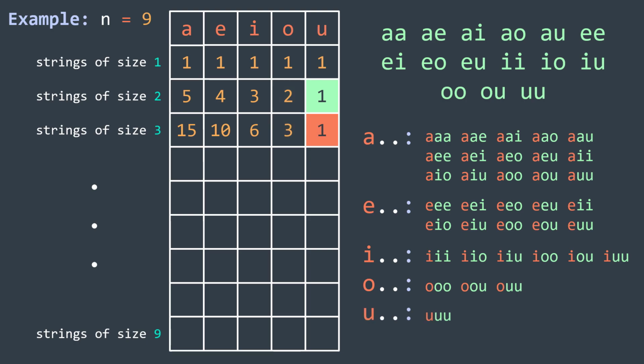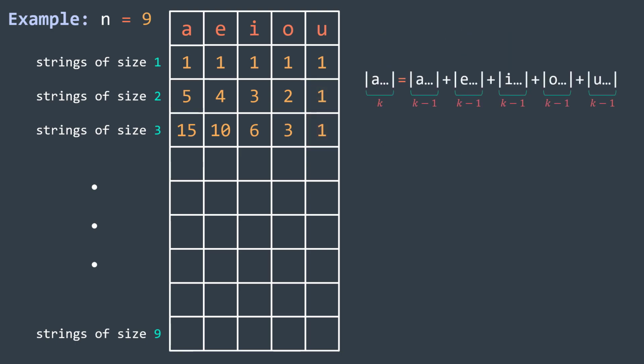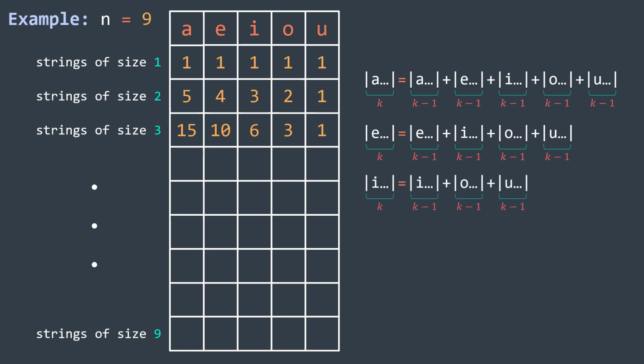Here we start noticing a pattern: the strings of size k that start with the letter A are the strings of size k-1 that start with the letter A, E, I, O, or U. The strings of size k that start with the letter E are the strings of size k-1 that start with the letter E, I, O, or U. The strings of size k that start with the letter I are the strings of size k-1 that start with the letter I, O, or U. The strings of size k that start with the letter O are the strings of size k-1 that start with the letter O or U. And the strings of size k that start with the letter U are the strings of size k-1 that start with the letter U. And this is how we're solving our problem by using dynamic programming.